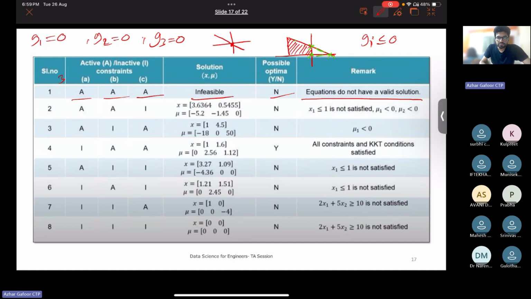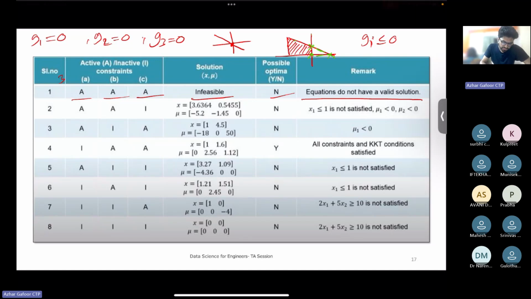So let's see which is which. So we have three constraints. The first one is 3x1 plus 2x2 less than or equal to 12. The second one is 2x1 plus 5x2 greater than or equal to 10. Then the third is x1 less than or equal to 1.